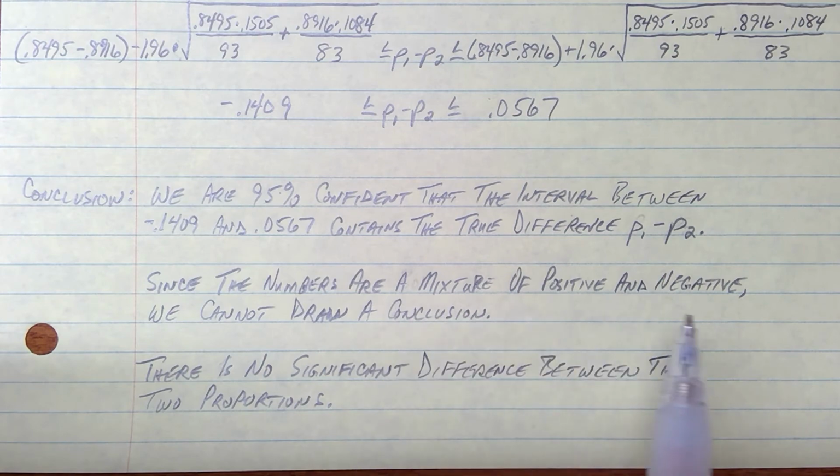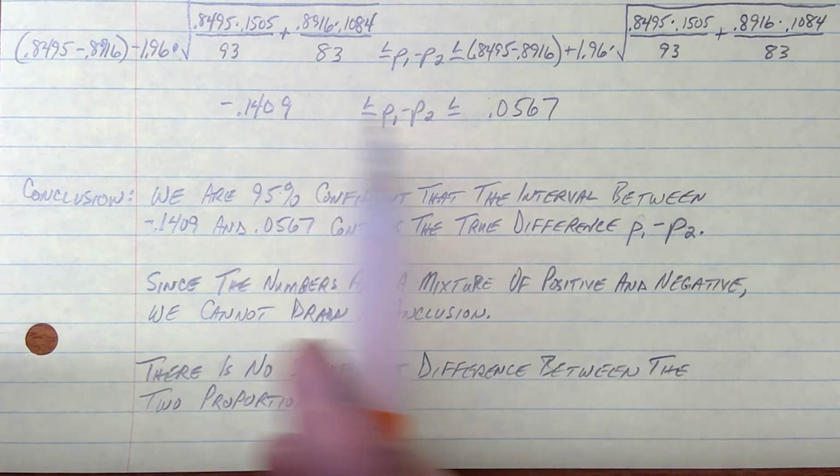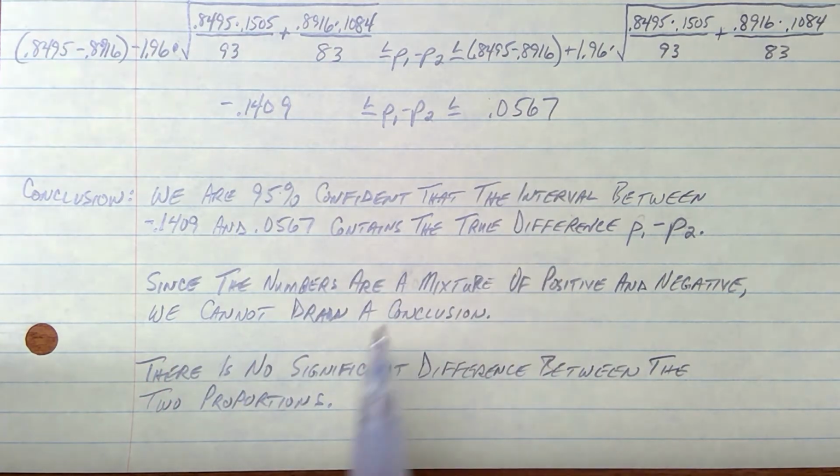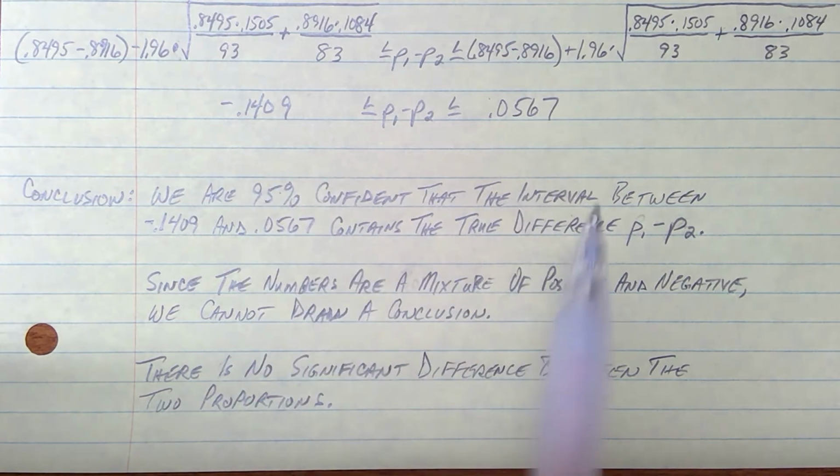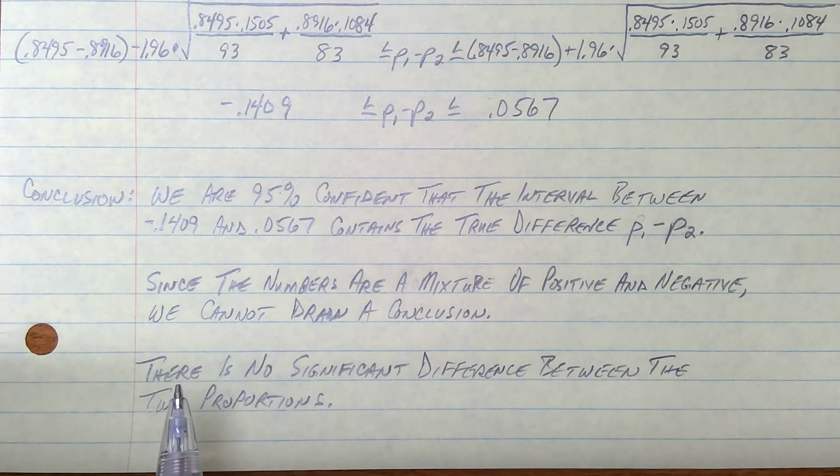Now, since the numbers are a mixture of positive and negative, they're not both positive, they're not both negative, well, that just means they're too close to call, all right? I don't know who the winner is. We can't draw a conclusion. So on this one here, I'm going to say, well, one looks smaller than the other, but they're so close together that there is no significant difference between these two.